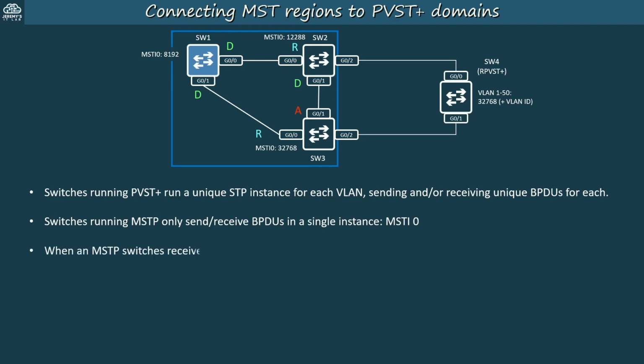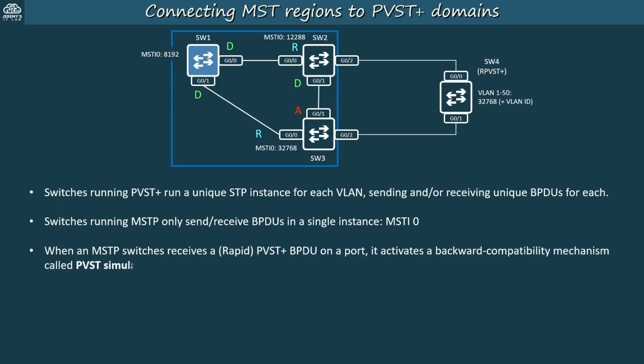When an MSTP switch receives a PVST Plus BPDU on a port, it activates a backward compatibility mechanism called PVST simulation. So when switch 4 boots up, it declares itself the root bridge and sends PVST Plus BPDUs out of its ports. This causes switch 2 and switch 3 to activate PVST simulation on their G0/2 ports. And how does that work?